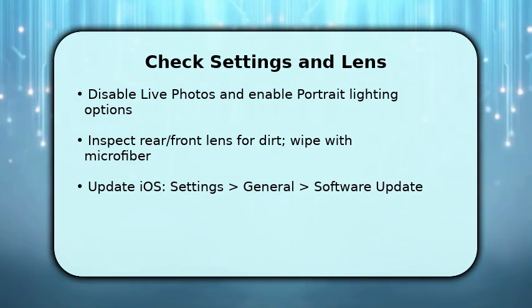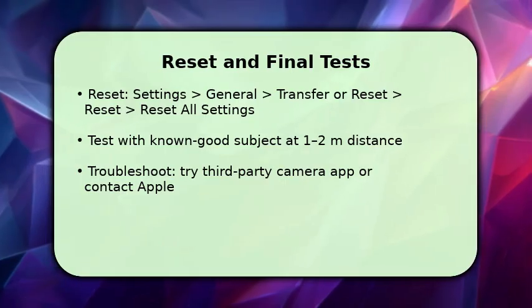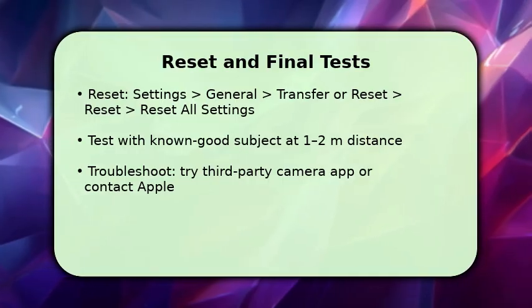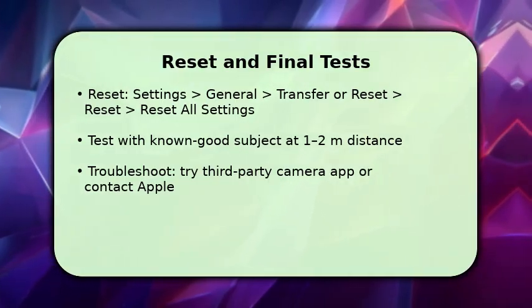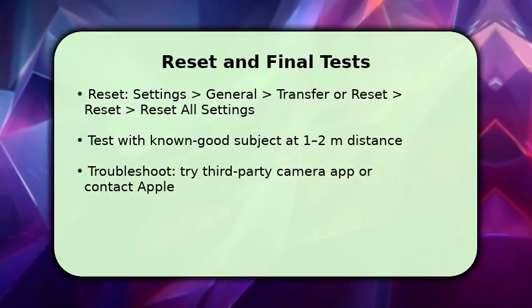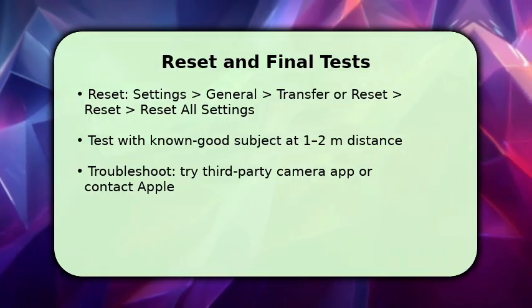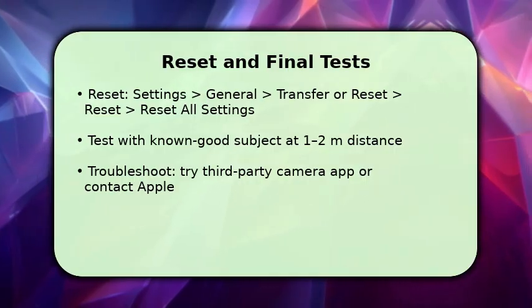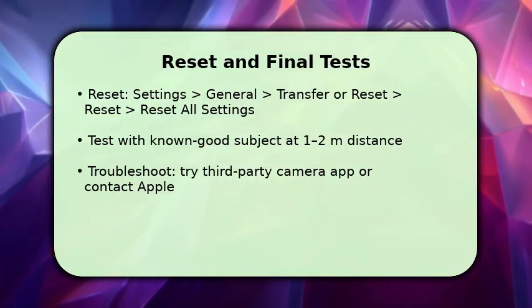Finish by resetting only system settings if previous steps failed. Go to Settings, General, Transfer or Reset, then reset all settings. This preserves data but clears misconfigurations affecting the camera. After the reset, position your subject about 1 to 2 meters away in good light and try portrait again, because depth mapping needs space and contrast.